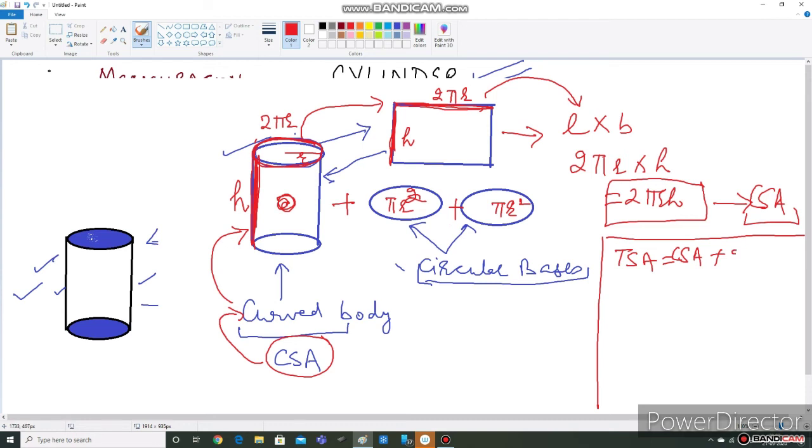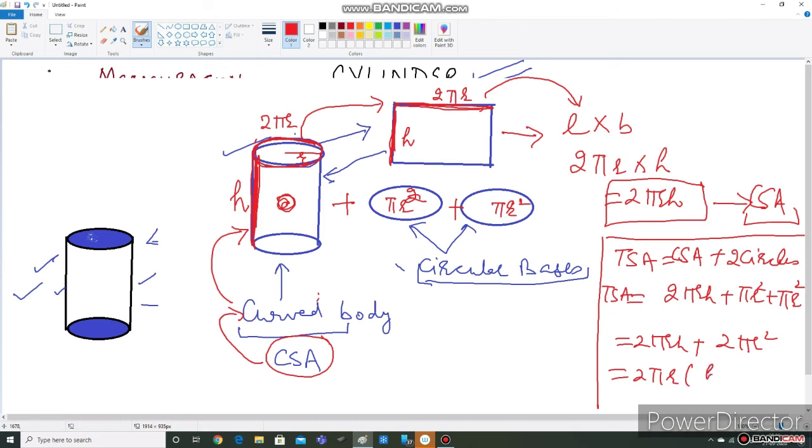Okay, so it means area of two circular bases, I will write them as circles only. Curved surface area is 2 pi r h. Okay, and two circles are nothing but pi r square plus pi r square, right? So it simply means 2 pi r h plus 2 pi r square, right? So 2 pi r is taken common, left with h plus r. Students, this is the formula of total surface area of a cylinder, right?